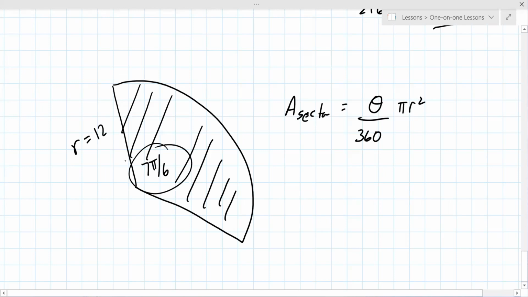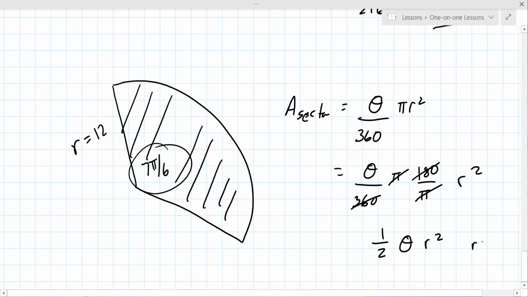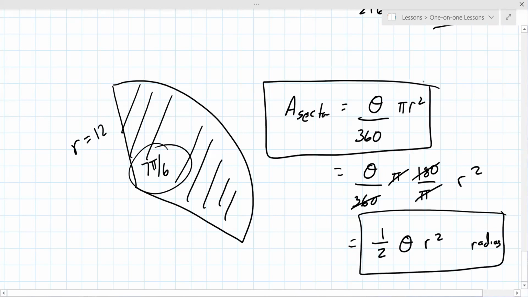Now, however, there's a slight modification of this. If you want to keep this in radians, you have to convert your angle to radians. So you would multiply by pi over 180. I'm sorry, 180 over pi. Let me, I'm doing this wrong. If we go 180 over pi, this cancels, this becomes a 2 on the bottom. So it's 1/2 your angle times r squared when you're in radians. I don't like remembering that formula, but that is true. So these both work. This is in degrees, this is in radians.